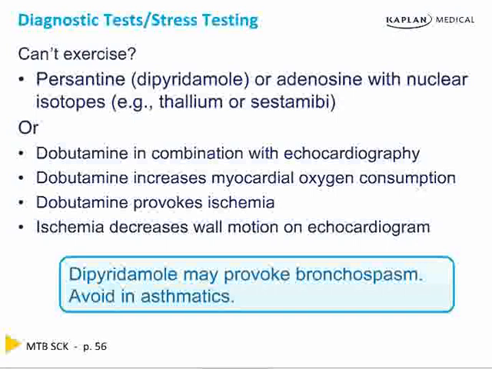Now, here is a super gunner question. You're the type of person who wants to get a 280. Dipyridamole should not be used in patients who have chest pain and asthma because dipyridamole is a phosphodiesterase inhibitor. It increases cyclic AMP. Cyclic AMP provokes bronchospasm. Therefore, the high-functioning student will know that in an asthmatic, you should use dobutamine echocardiography or stress thallium, but not dipyridamole thallium.